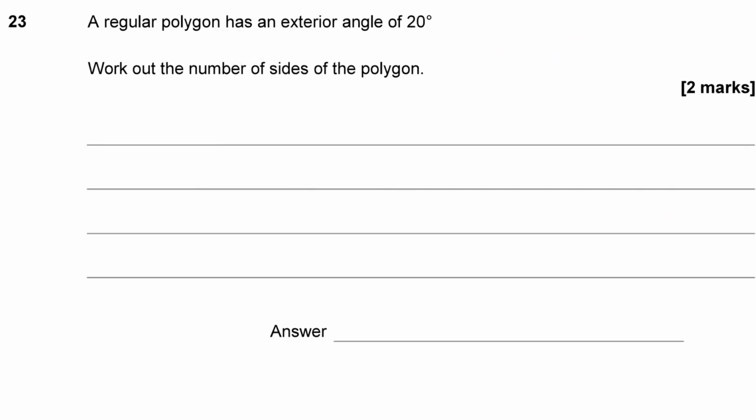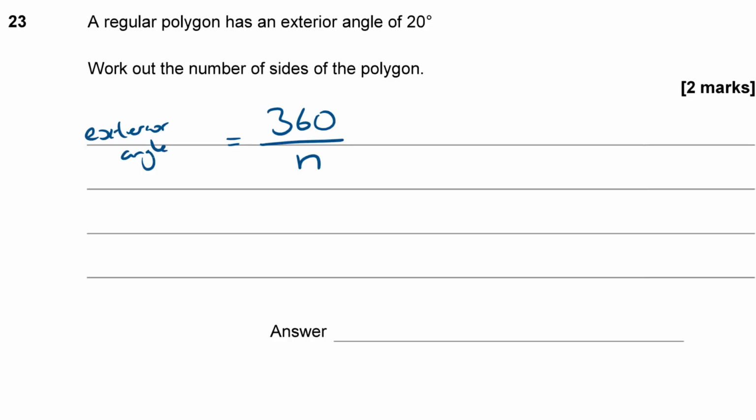Question 23. A regular polygon has an exterior angle of 20 degrees. Work out the number of sides of the polygon. Okay. Now, a useful fact that you'll want to remember for your exam is that the sum of the exterior angles of any polygon is 360 degrees. So if you've got a regular one and you divide 360 by the number of sides, you'll get each exterior angle. So you can use that as a formula: an exterior angle of a regular polygon is equal to 360 divided by n, the number of sides.